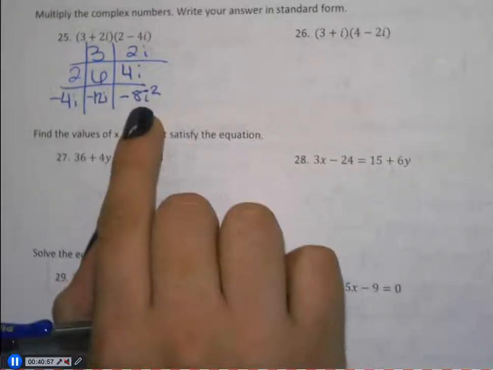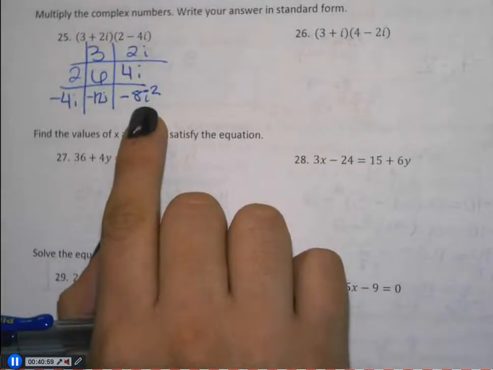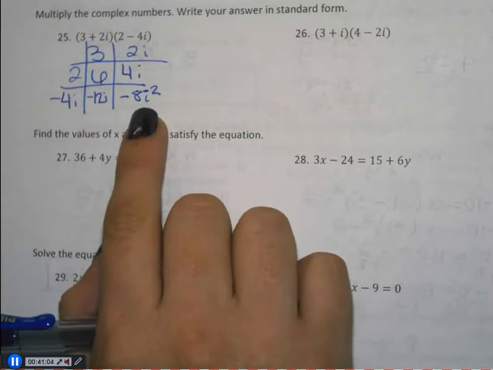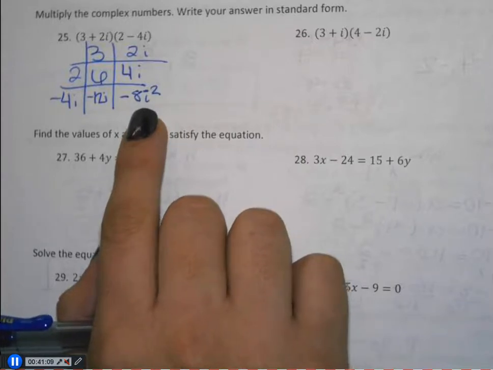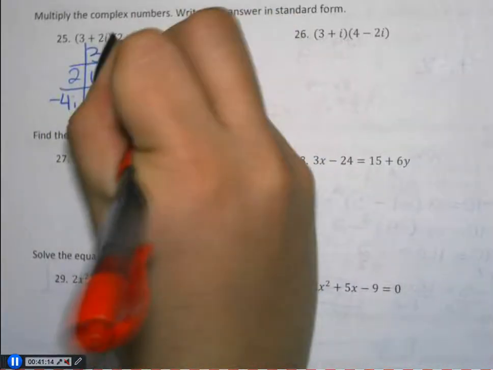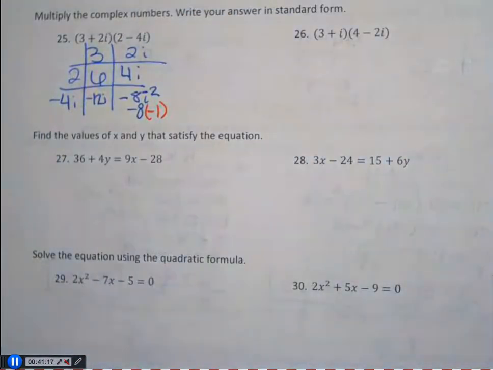So, i squared is the same thing as what? Yes. And negative 8i squared is also the same thing as what number? Negative 1. So I replace the i squared with a negative 1. So negative 8 times negative 1 is really positive. No, i squared equals negative 1. Negative 1 times negative 8 is 8.